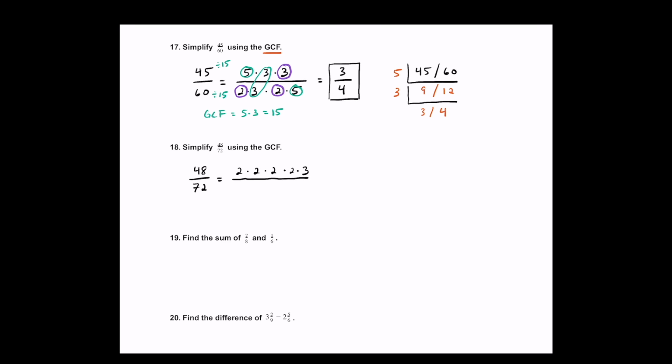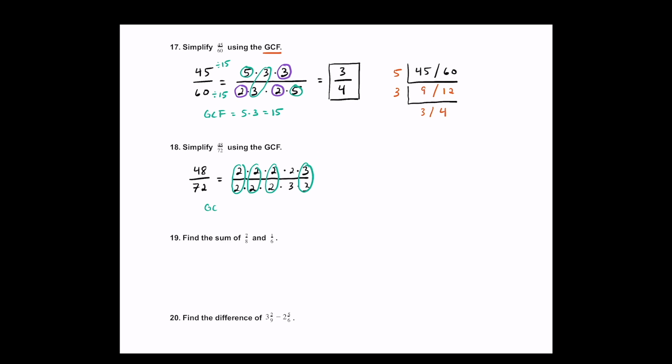72 divides by 2, that's 36. Divides by 2 is 18. Divides by 2 is 9. 9 is 3 and 3. Okay, so there's the prime factorization. And let's see what they have in common here. They have a 2 in common. They have another 2 in common. They have another 2 in common. And they have a 3 in common.